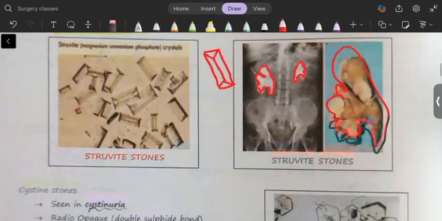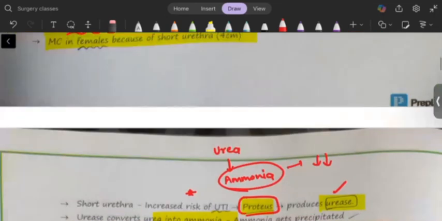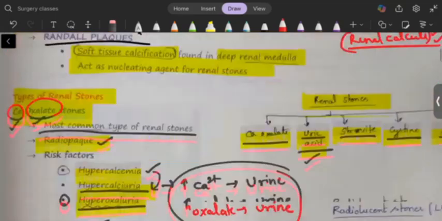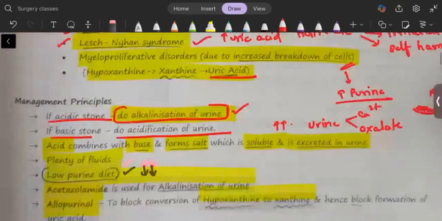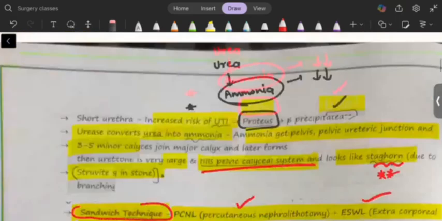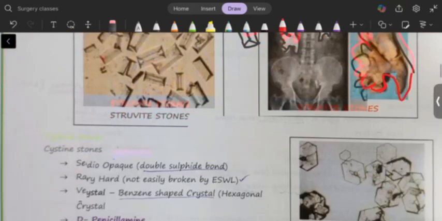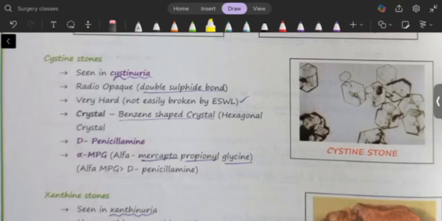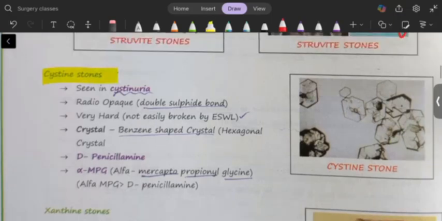Okay, so till now we have discussed three types of stones, one being calcium oxalate, and then struvite stones and uric acid stones. Now coming to the fourth type of stone, that is cystine stones. So these are seen in a condition called cystinuria. Again, cystine is being excreted excessively in urine, and this is radio opaque again.